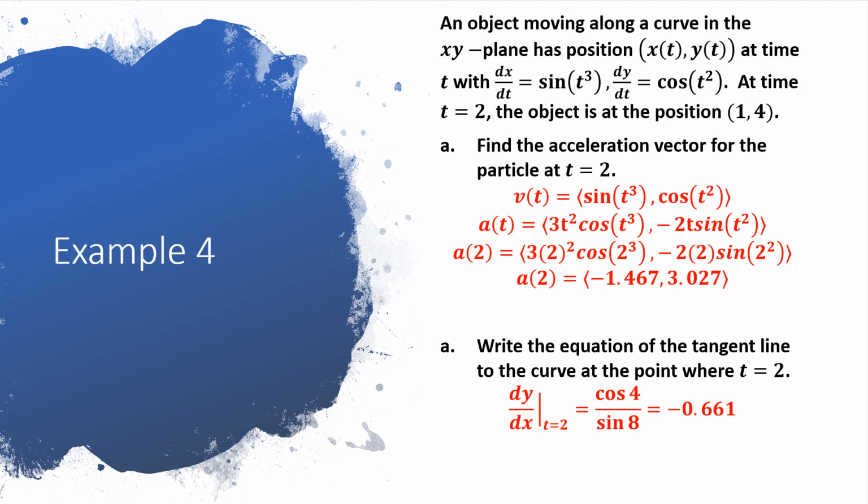So dy/dt was cosine of t squared, so dy/dt at 2 is cosine of 4, over dx/dt, which is sine of t cubed, or when t equals 2, it would be sine of 8. And so plugging that into the calculator, I get negative 0.661. Which means that the equation of my tangent line, since we're at the point (1, 4) when t equals 2, would be y minus 4 equals negative 0.661 times (x minus 1).